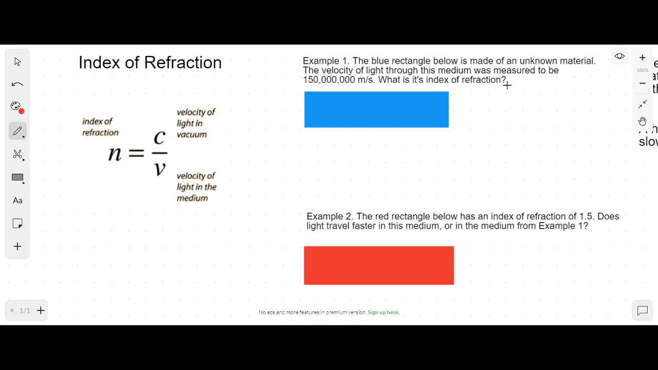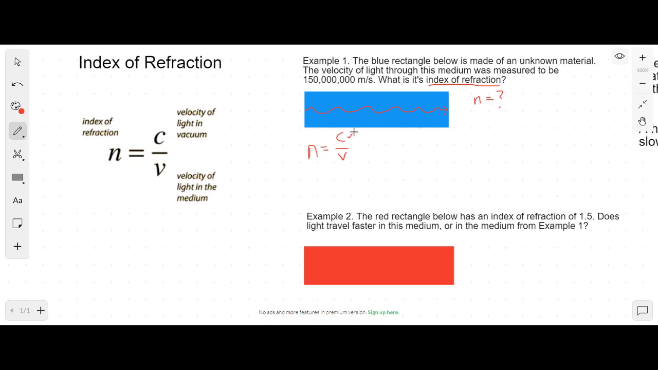What is its index of refraction? So let's note that light travels through it, and it goes 150 million meters per second. What they want is the index of refraction, which means find n. So what we're going to do is use this equation. N is equal to c over v.